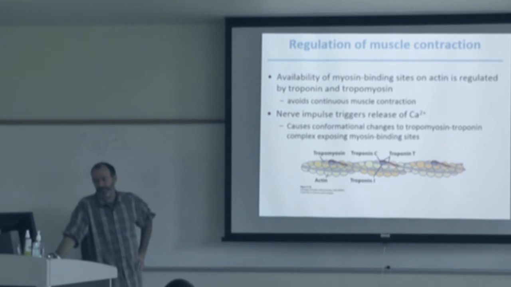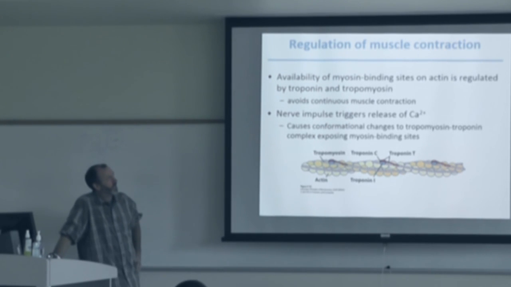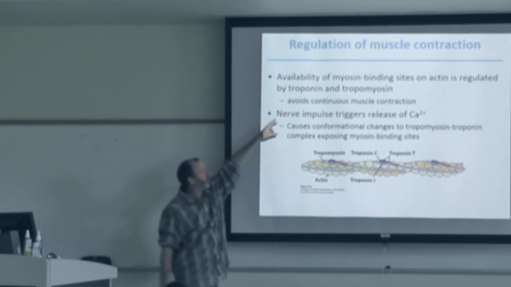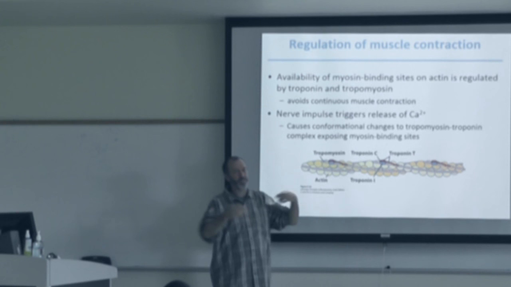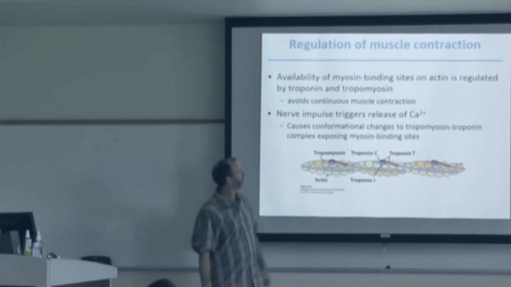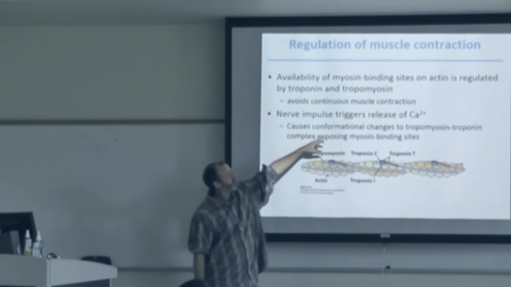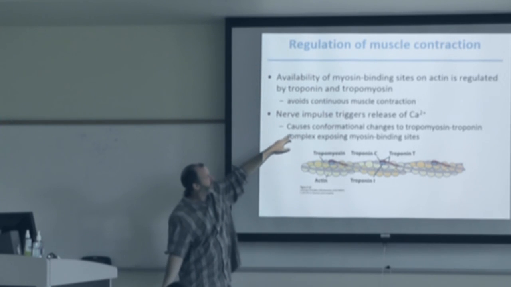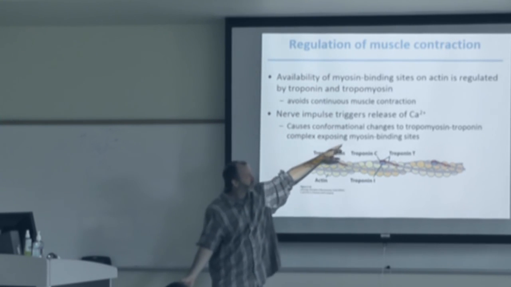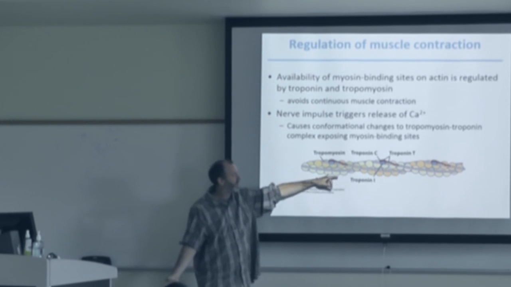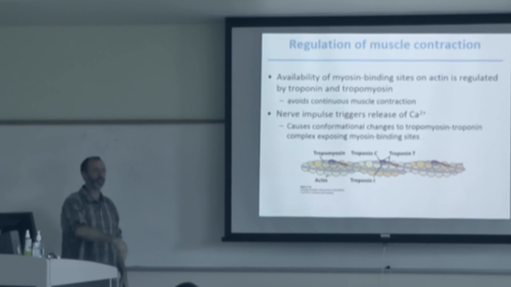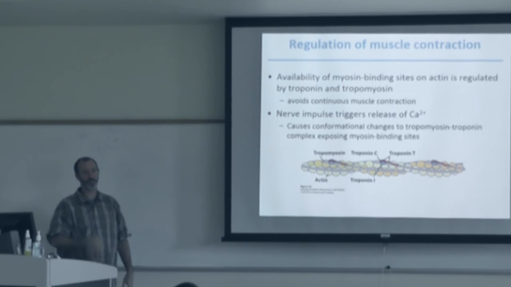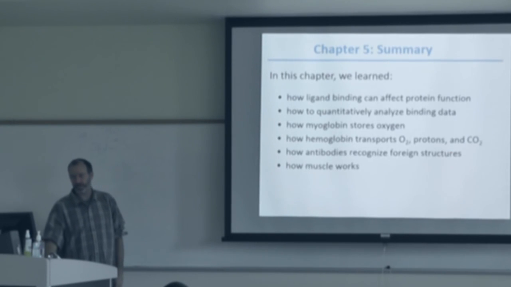I already covered the regulation. The availability of myosin binding sites on the actin is regulated by troponin and tropomyosin, and that avoids continuous contraction of muscle. So a nerve impulse triggers the release of calcium from the sarcoplasmic reticulum, causing a conformational change to the tropomyosin-troponin complex, exposing the myosin binding sites on the actin, allowing myosin to work its way down so long as ATP is available for it to go through those conformational changes. That's it for chapter 5.